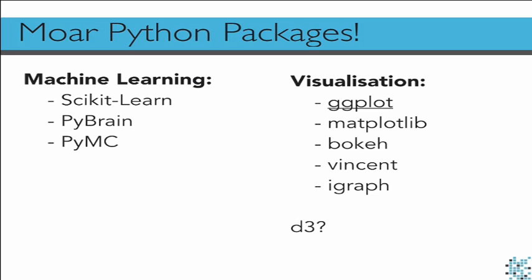It's pretty good. It's just that your browser crashes if you have more than 1,000 SVG points, so only for small data. There's a thing called iGraph, which is good for visualization of graph type structures. And D3 in general is something you might want to look at if you're doing any visualizations for the front end, where you have Python as a back end.